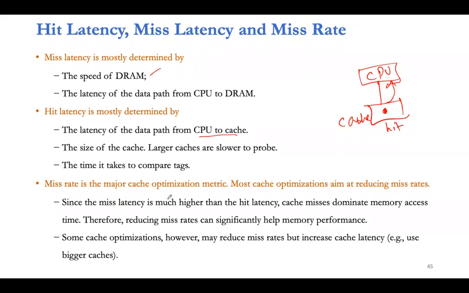Then miss rate is the major cache optimization metric. Most cache optimizations aim at reducing miss rates, since the miss latency is much higher than the hit latency. So cache misses dominate the memory access time. Therefore, reducing the miss rate can significantly help memory performance. Some cache optimizations, however, may reduce the miss rate but increase cache latency, for example, using bigger caches.